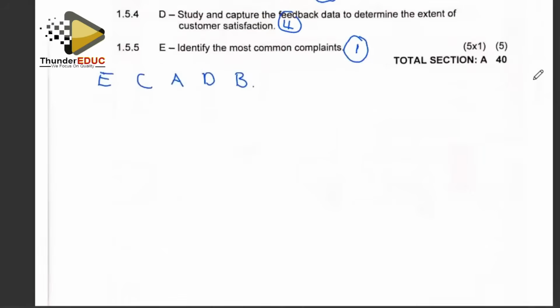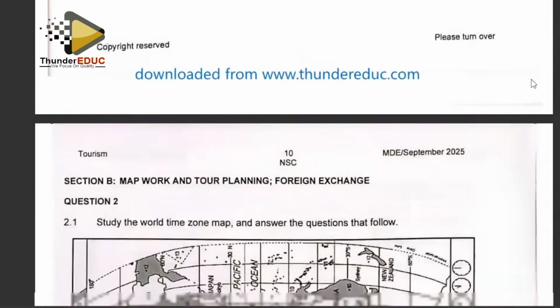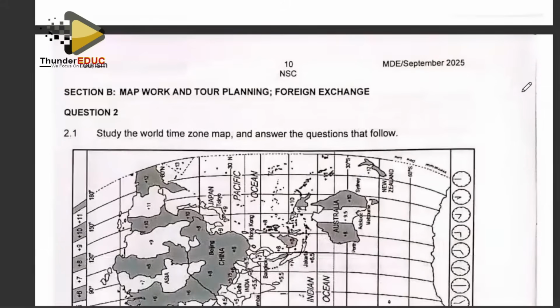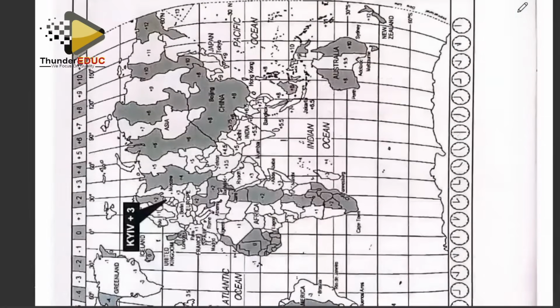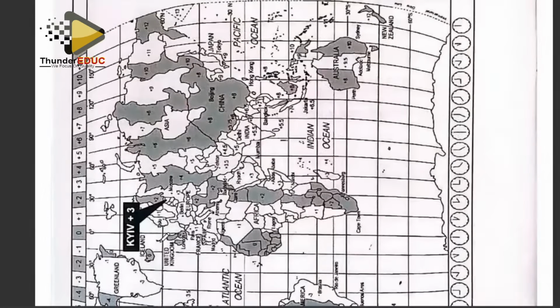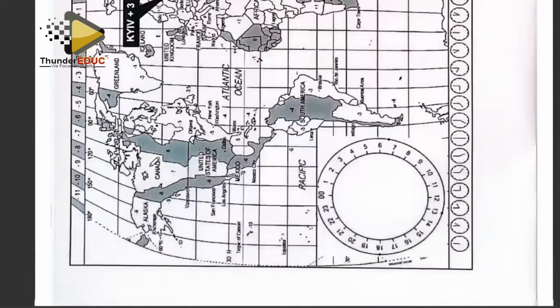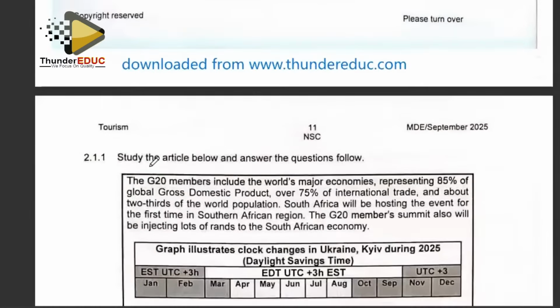Now, moving on to the next question. The next question has something to do with time zones. So the first thing you need to do is to study the time zone map and answer the questions that follow. On our time zone map, you can see that the city we are interested in is Kiev, which is located in Ukraine. That has been indicated there. Then we go straight into the question.